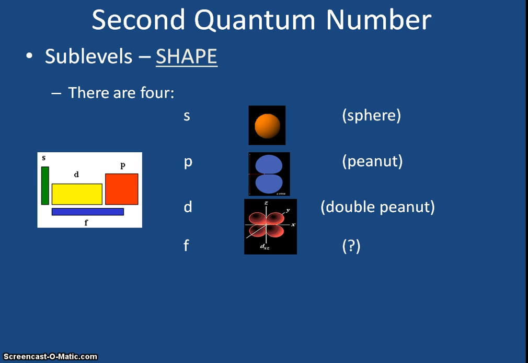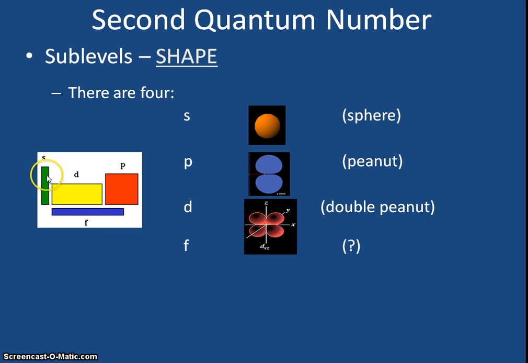For S, when I see an S, I think sphere, because notice that it looks like a sphere right here. For P, it's actually 2 spheres on top of each other, but that doesn't start with a P, so I came up with the word peanut, because if you think of a peanut, it has a top lobe and then a bottom lobe. A D is kind of like a clover leaf, so if you say double peanut, you can see the 2 peanuts perpendicular to each other. And then F is so complicated we actually don't know what it looks like, and I've never seen a picture of it, so you can just put a question mark for that one.